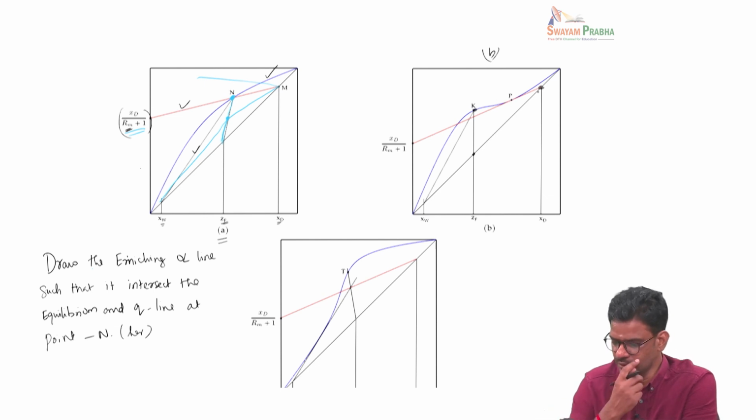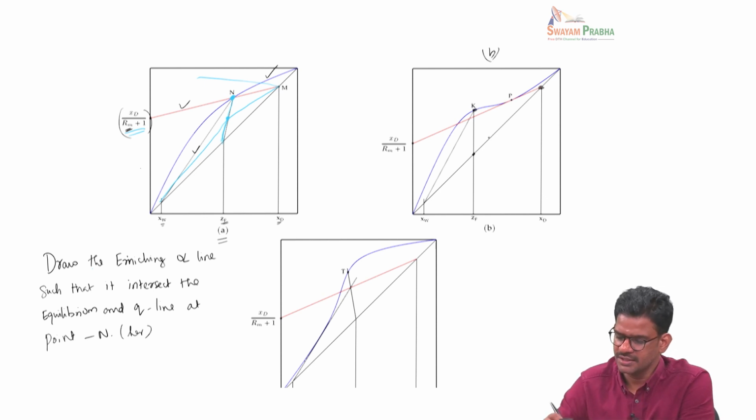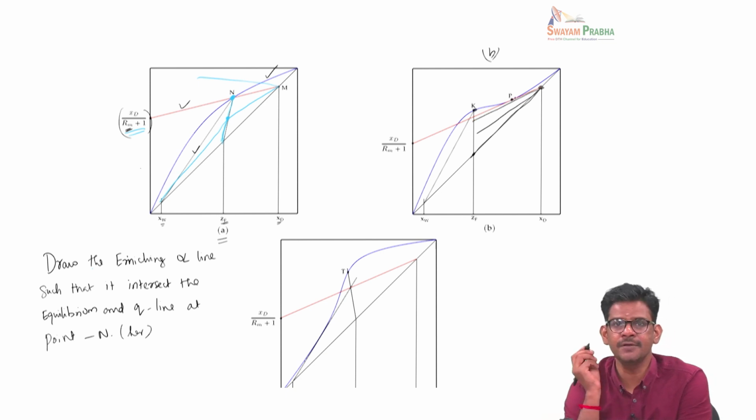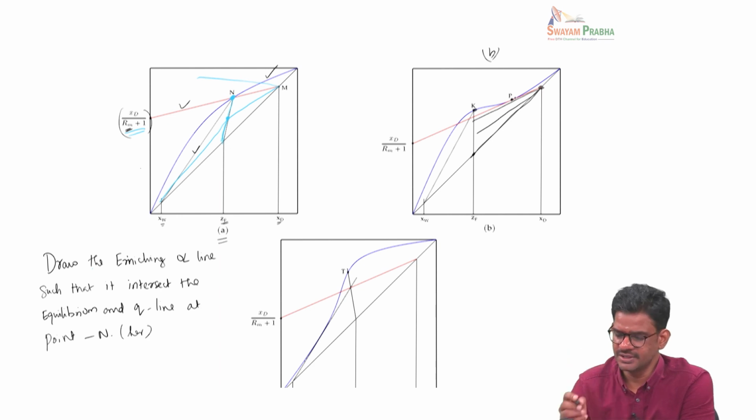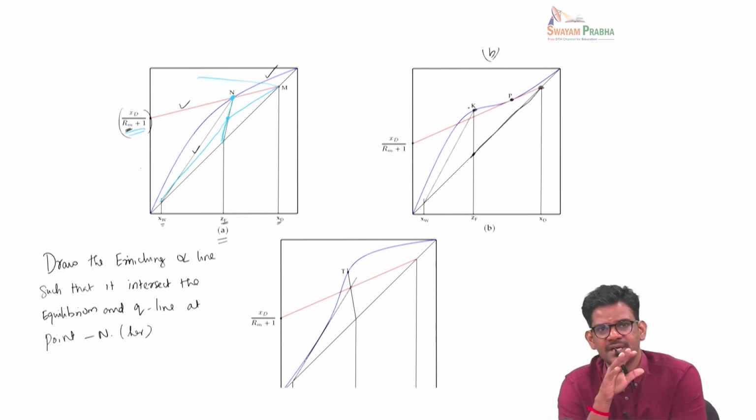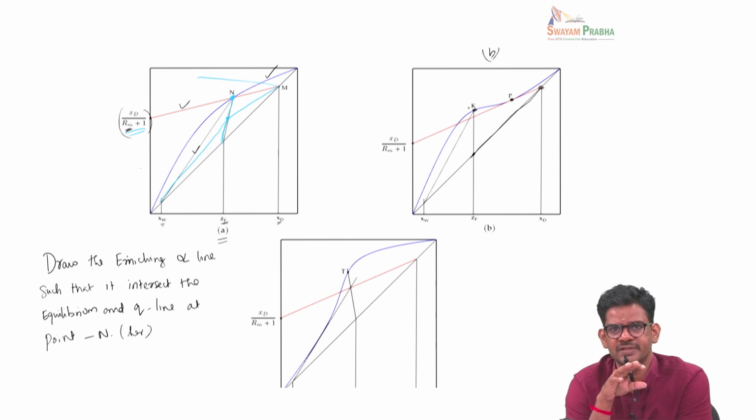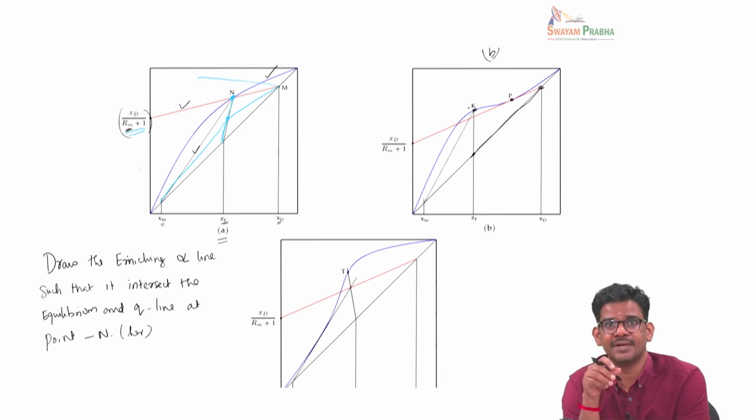So what we need to do is, you start from the 45-degree line and then keep on increasing the slope. You come here and then go there and then go all the way where it just barely touches the equilibrium line. So in this case, you can see that the operating line touches the equilibrium line at point P, not at K. Okay, so sometimes getting the minimum reflux ratio has a lot to do with the shape of the equilibrium line itself.